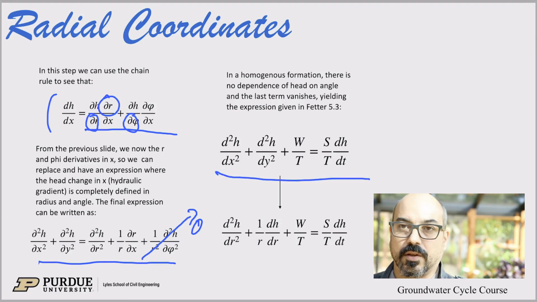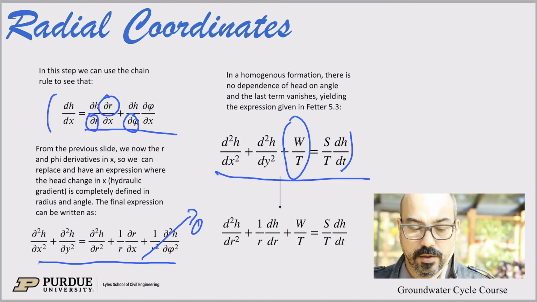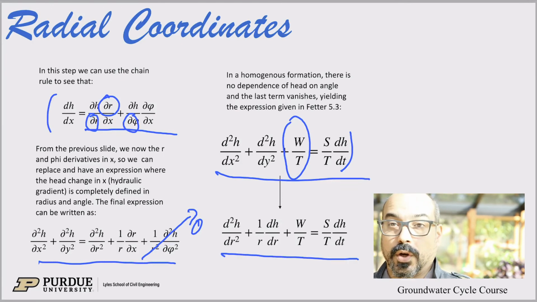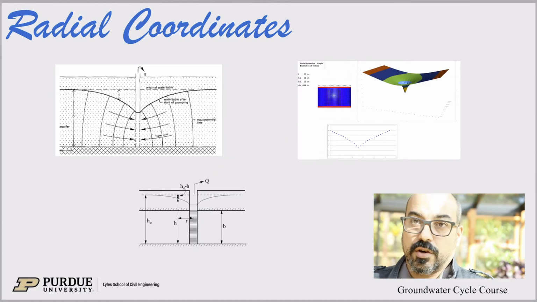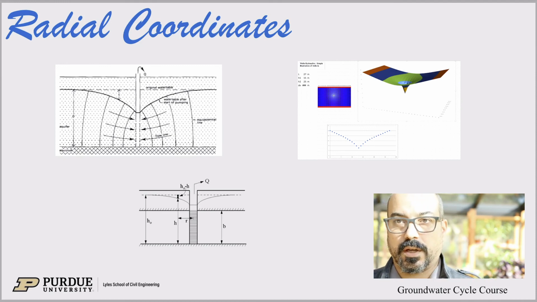And then if you replace in the Boussinesq equation, basically the complete flow equation with the unsteady term on the right-hand side, with the recharge term, the source-sink term, then you can see that you have a complete flow equation in radial coordinates. So again, this was the general introduction. So we have the tools now that we can use in radial coordinates to analyze pumping wells.